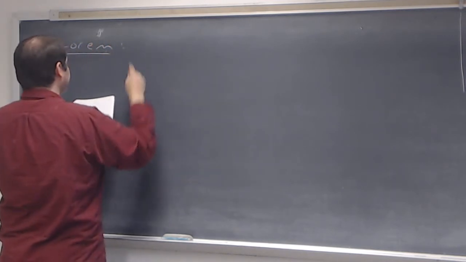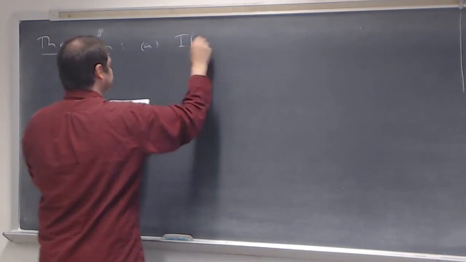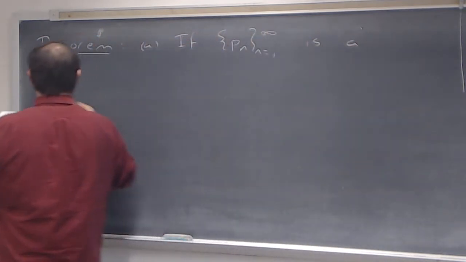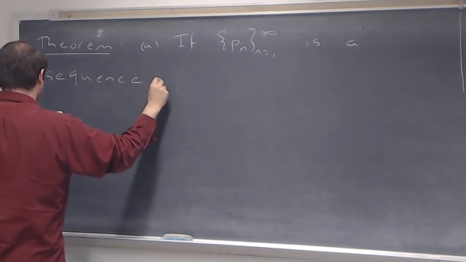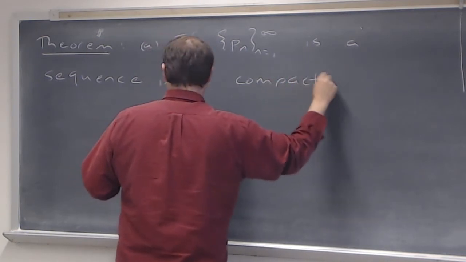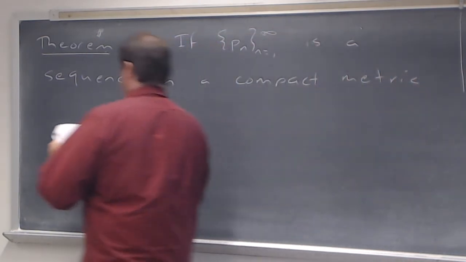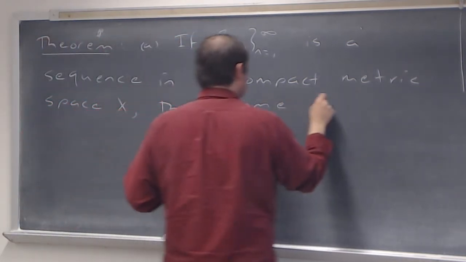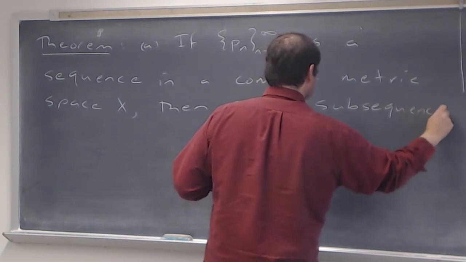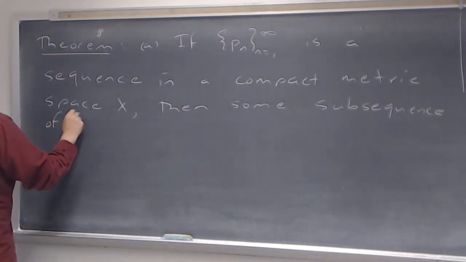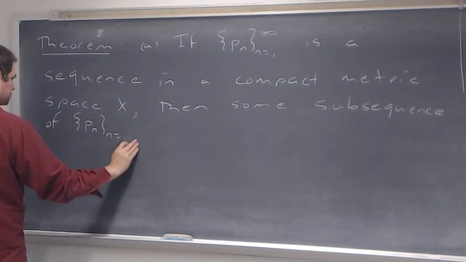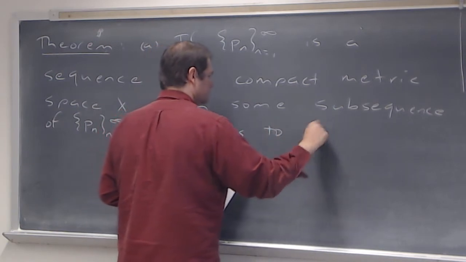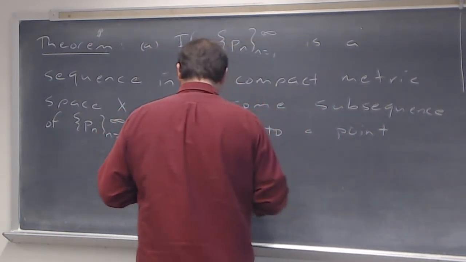So the theorem we were looking at said, part A: if P sub n is a sequence in a compact metric space X, then some subsequence of P sub n converges to a point of X.